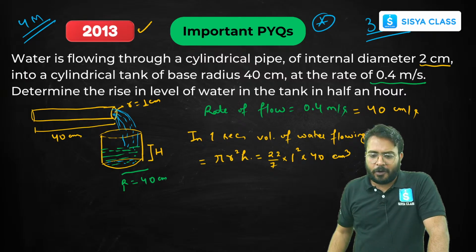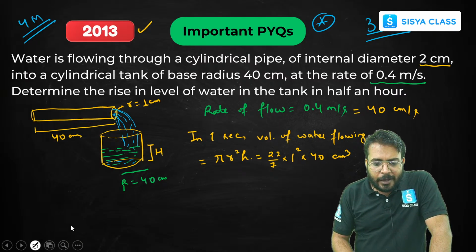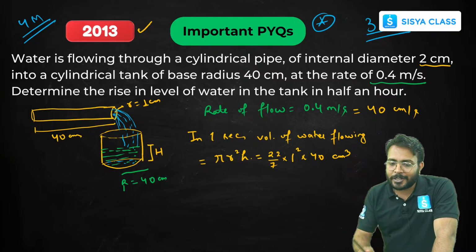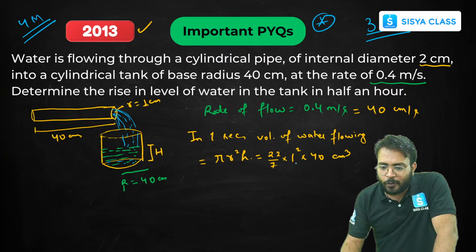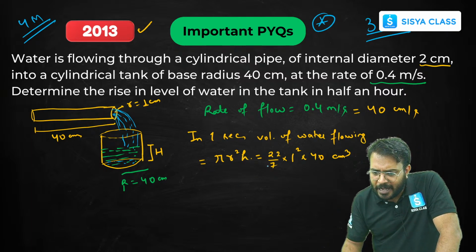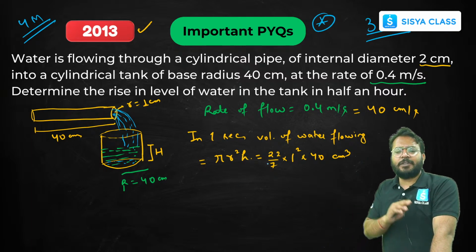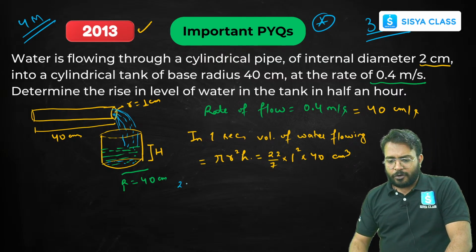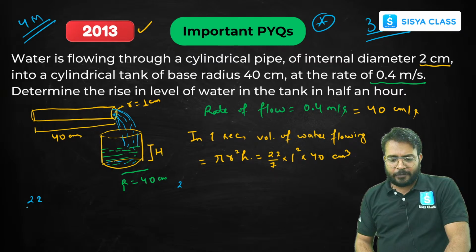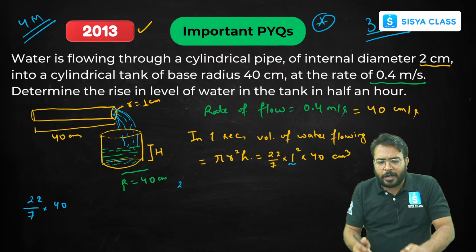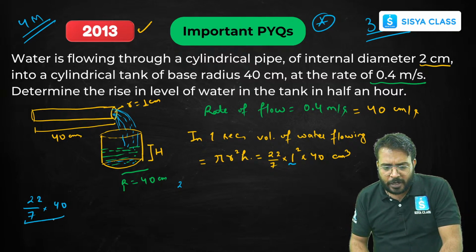Now tell me, in 60 minutes, how much water will flow? In 60 minutes, this much water will flow. Okay, they are not getting cancelled. Fine, so let us take it as 3.14. Later on we will see whether we need to take 22/7 or 3.14. So here I am taking 22/7 into 40. 1 square means nothing but 1. So this much water is going to be in 1 second.